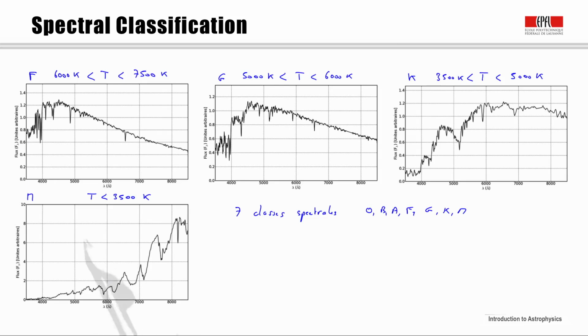We also witness other features. For example, there are here some metallic lines, such as calcium lines. They also appear here. The Sun is, by the way, a star in the temperature range of 5,000 to 6,000 Kelvin, therefore a G star with 5,780 Kelvin.